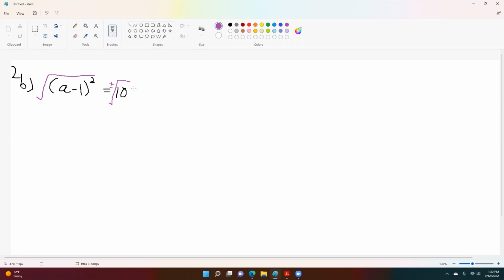We will have plus minus. Okay, don't forget, every time you take a square root on both sides, make sure you have the sign for plus and minus. The square and square root will cancel. So what we are left with in this case is a minus 1. Now we need to break down the square root of 10.